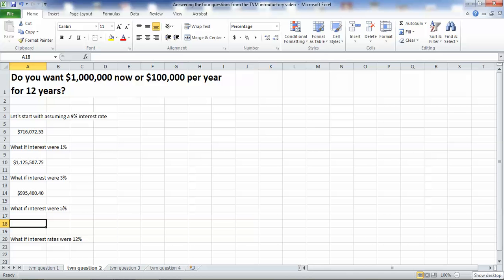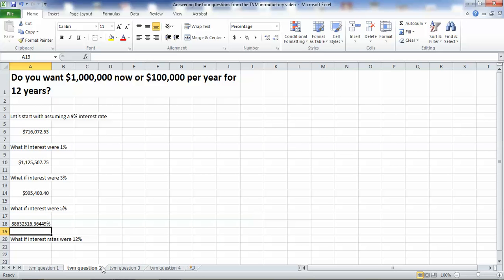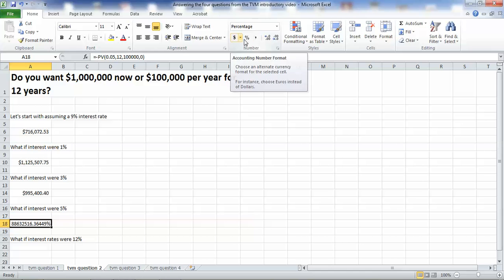Let's try 5%. Equals negative PV. Rate is 0.05. Number of periods is 12. Our payment is 100,000. Our future value is 0. Close paren. That's coming out as a percentage. That'll happen to you sometimes if your spreadsheet's been used for something else before. So we just want to convert that over up here. We come up here to how we want our number formatted. We just put $, and it fixes it for us. We probably don't care about the cents, so we'll decrease our decimal points, and $886,000. But we'll take it back up so it looks like everything else.